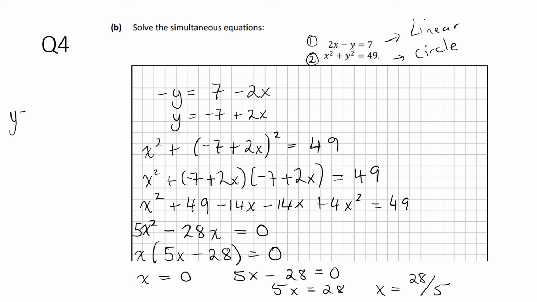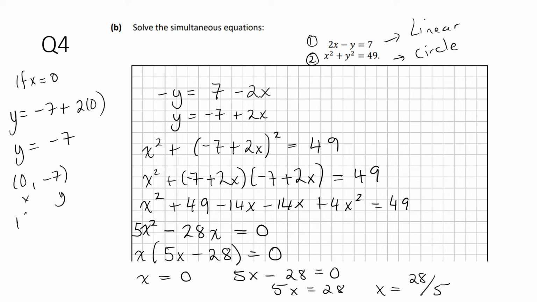So y is equal to, well, if y is equal to 0, or x, sorry, is equal to 0, so you can do minus 7 plus 2 times 0. So that means that y is equal to minus 7, because 2 times 0 is 0. So that gives you 0 for x and minus 7 for y.